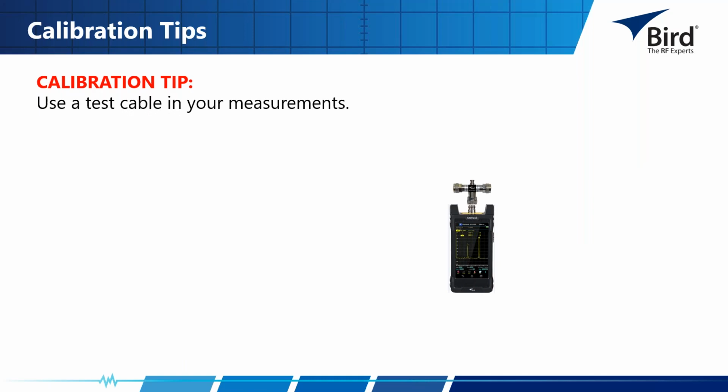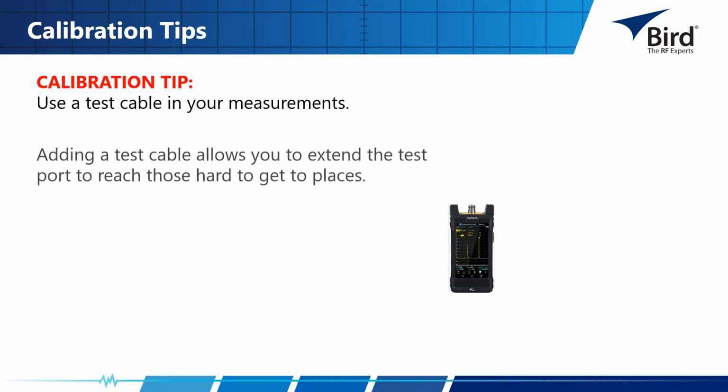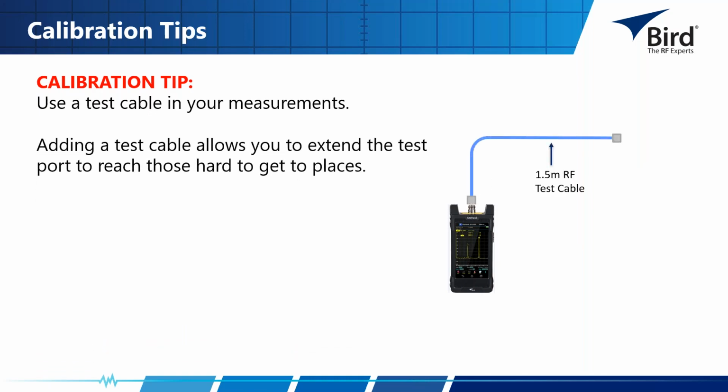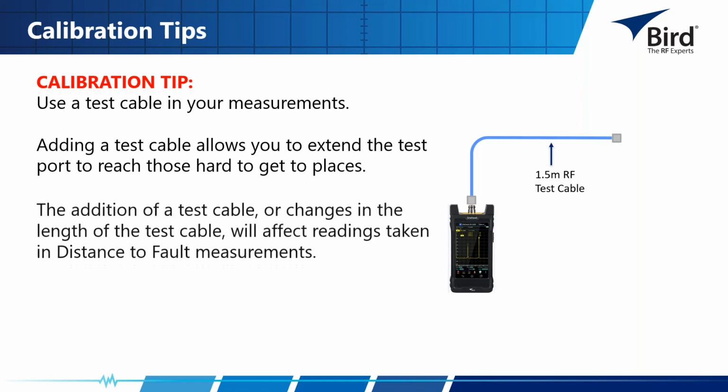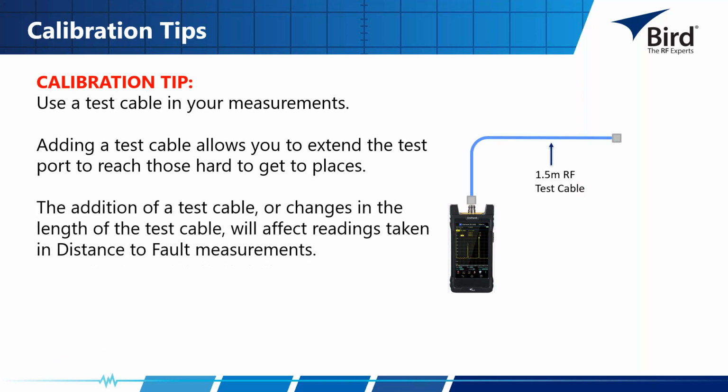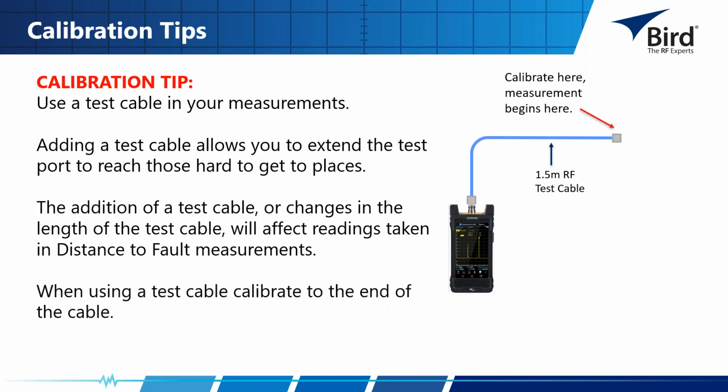So use a test cable in your measurements. Adding a test cable allows you to extend the test port to reach those hard to get places. The addition of a test cable or changes in the length of the test cable will affect readings taken in distance to fault measurements. So whenever you're using a test cable, calibrate to the end of the cable.